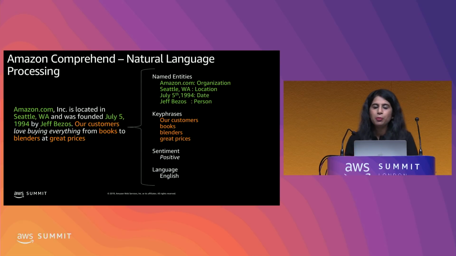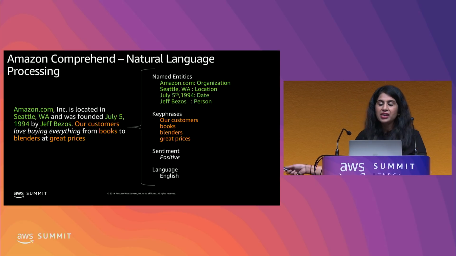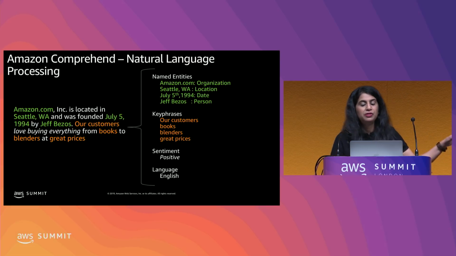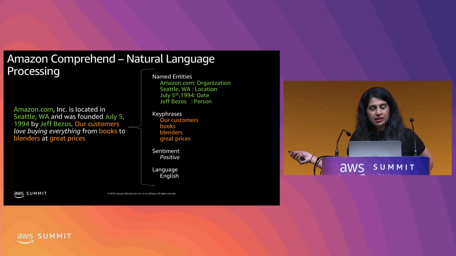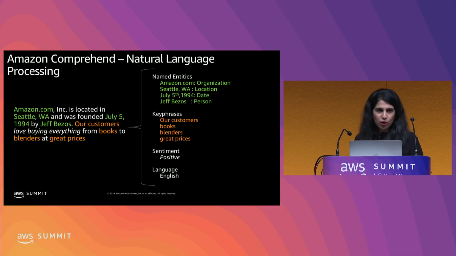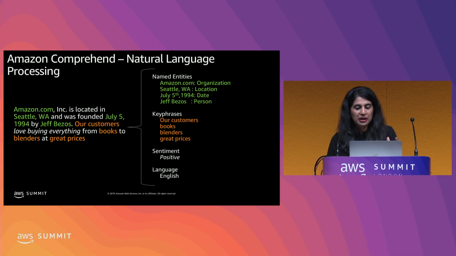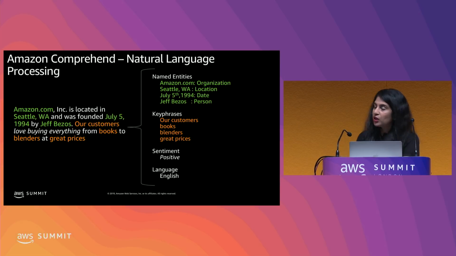So here's a visual example of feature APIs. On the left is a snippet of information, and on the right-hand side is the output that you'd expect the service to deliver, right? So these are examples of named entities like organization being Amazon.com, location Seattle, people Jeff Bezos, the date being the 5th of July. Key phrases gets all the noun-based phrases like our customers and books and blenders, and so you get extraction from that unstructured text of information, allowing you to understand what the text is actually about. The sentiment here is positive, and the language detected is English.